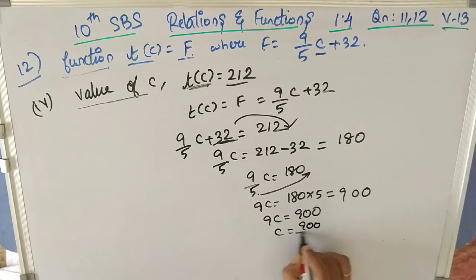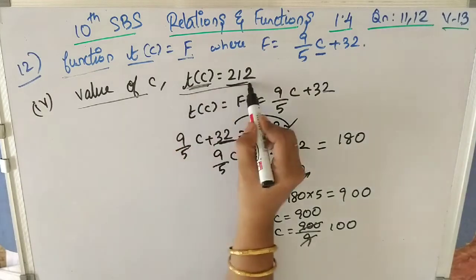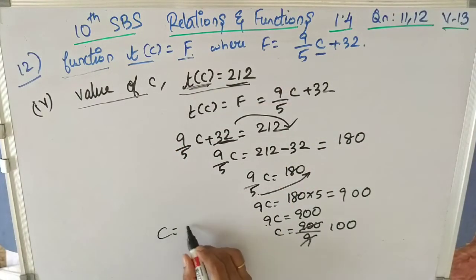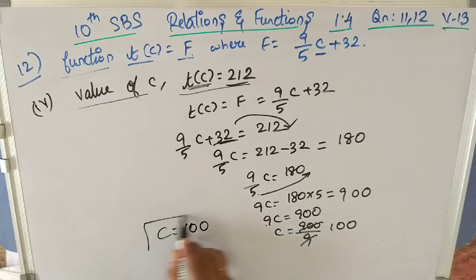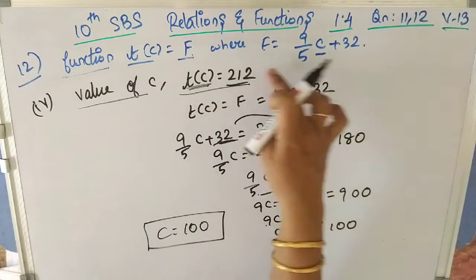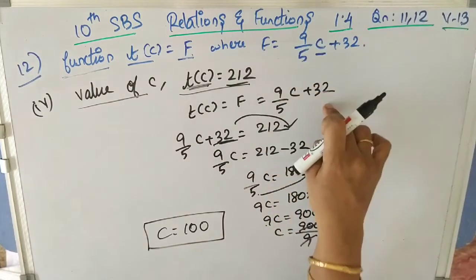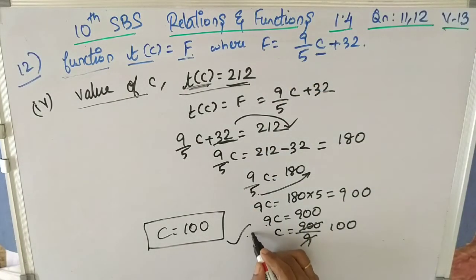C is equal to 900 by 9. Okay, 9 when crossing the side goes to the denominator. So C is equal to 100. So when C is equal to 100, T of C will be 212. Or when T of C is equal to 212, C will be 100. Clear? We are just substituting the value of T of C in the equation.